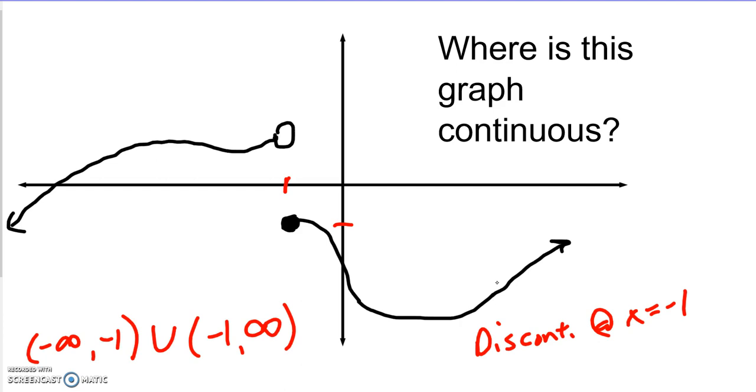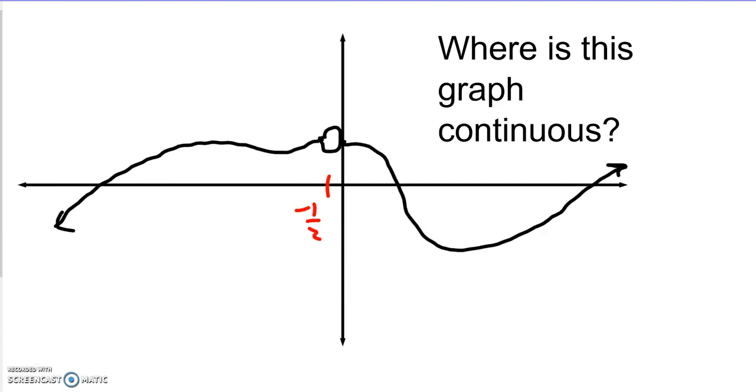So let's take a look at another graph. This is at -1/2. Again, we still have a little jump or a hole. So again, where is this continuous? From -infinity to -1/2. I'll do this one with a comma. Either way is fine. -1/2 to +infinity, because they are continuous through this portion and to the left of it. Okay, so let's take a look at the next one.